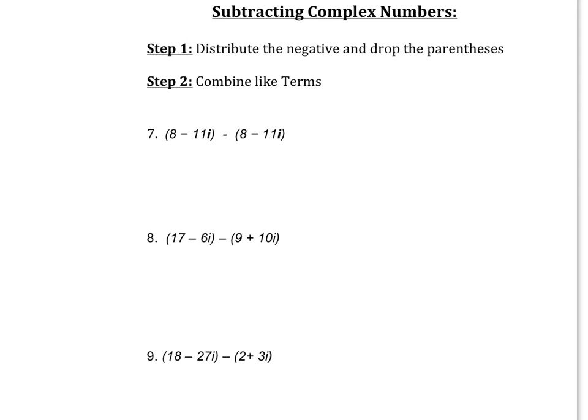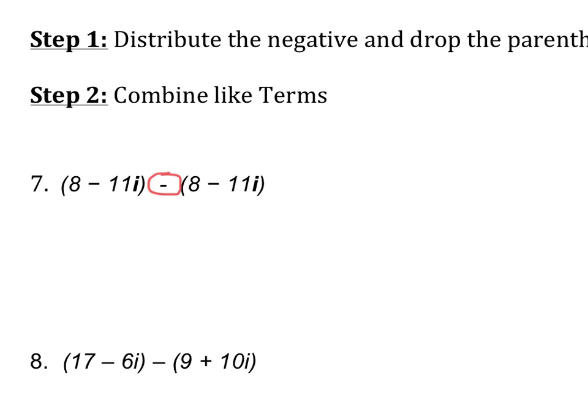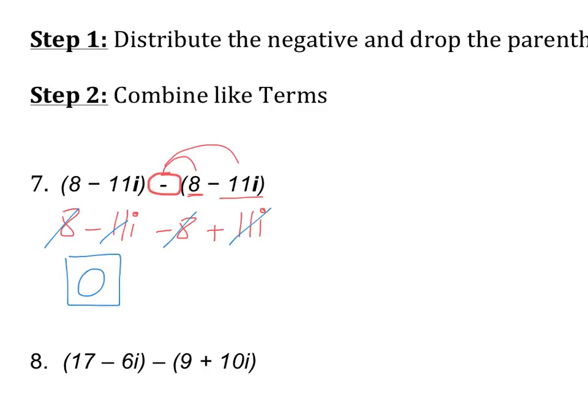Now since I have a minus and minus changes sign, what I need to do first is to distribute the negative to the second parentheses. So let me drop the parentheses for the first number and distribute the negative. So the negative will change the sign, so this becomes a -8, and -11i will become 11i. Now after I do that, let's combine like terms. 8 and -8, that's a 0. -11i and plus 11i, that's a 0 as well, so I ended up with a 0. Because basically I'm subtracting a number from itself, and that's why I ended up with a 0.